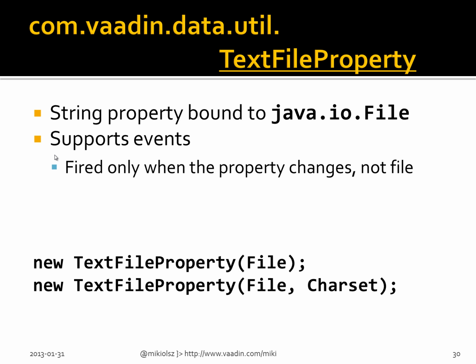We can also have a property if we have a string property that is bound to a file in a file system. So there is text file property that does just that. So it is connected with a file. It supports events, so whenever we change the property value in the program, then it will broadcast event. Of course, if we change the file, then it will not fire an event because the property will not know that the contents have changed. Of course, it writes to a file and reads from a file, and the constructor is really straightforward.